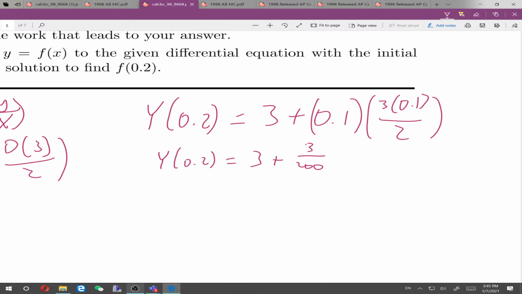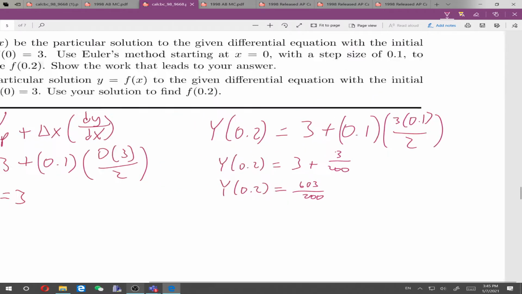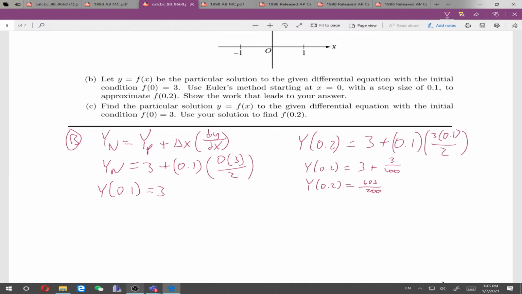If I'm going to combine these, what am I going to end up with? 603 over 200. Okay, that's good.